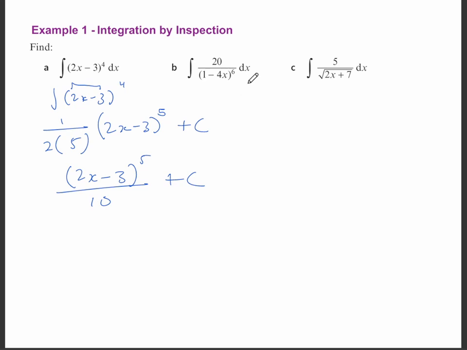For the next one, similar. So we'll first bring it up. We get 20, 1 minus 4x power negative 6. And to integrate it, we're going to have our 20 as a starter.